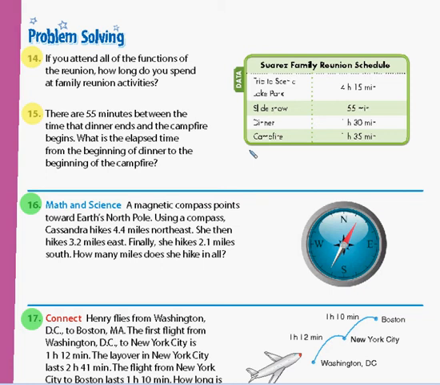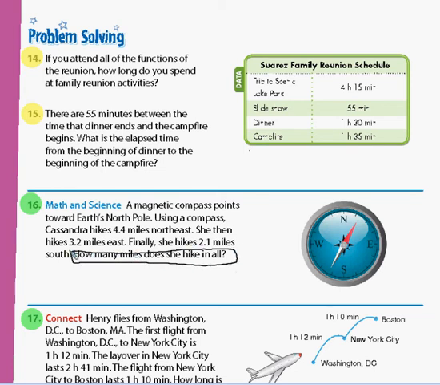Problem number 16. Okay, a magnetic compass points towards Earth's North Pole. Using a compass, Cassandra hikes 4.4 miles northeast. She then hikes 3.2 miles east. Finally, she hikes 2.1 miles south. How many miles does she hike in all? So we'll go ahead and box in our question. We're trying to figure out how many miles she hiked in all.